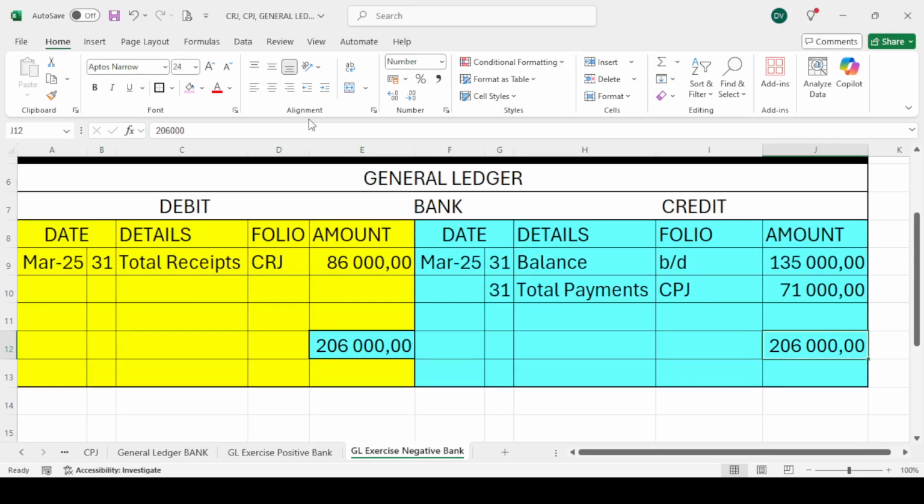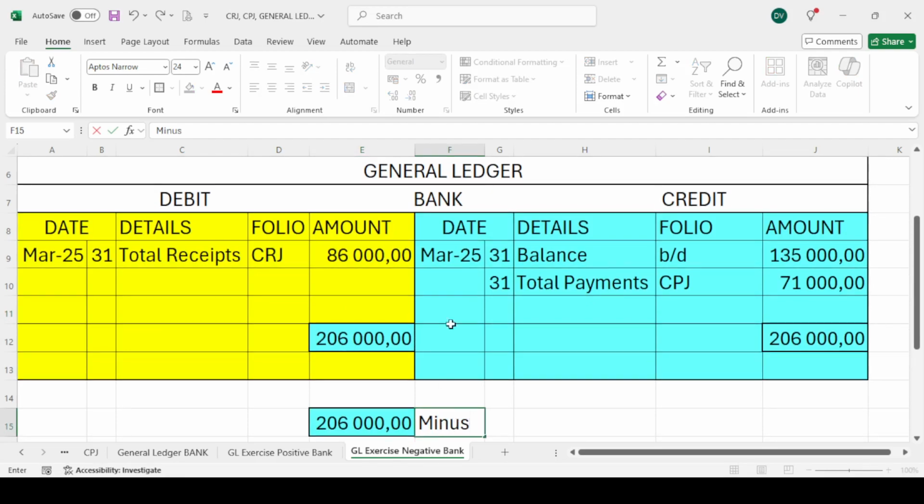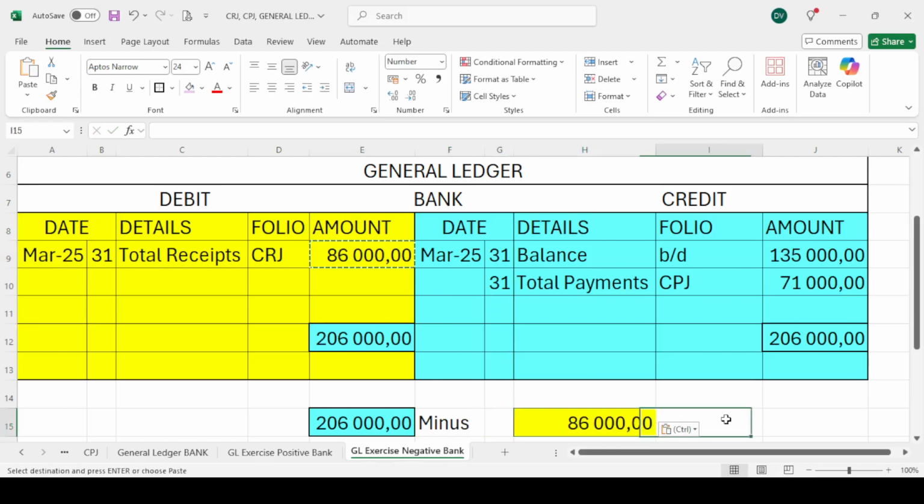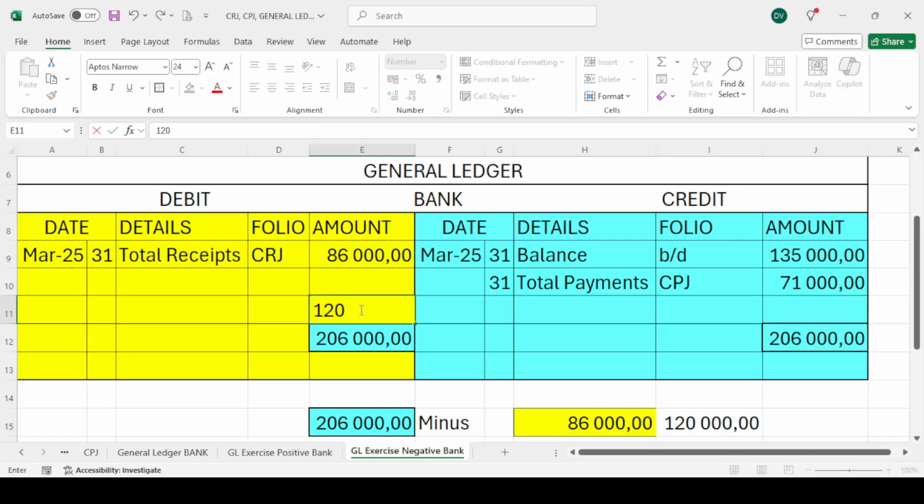So now in this case, our credit side is true. Our debit side, not so much. 86,000 plus nothing does not give me 206. I need to work out the amount here that is missing. Okay, so you're going to take your 206. You're going to minus your CRJ value. It's going to give you an amount of 120,000 Rand. That's the amount that is missing. Okay, you fill it in, 120,000.